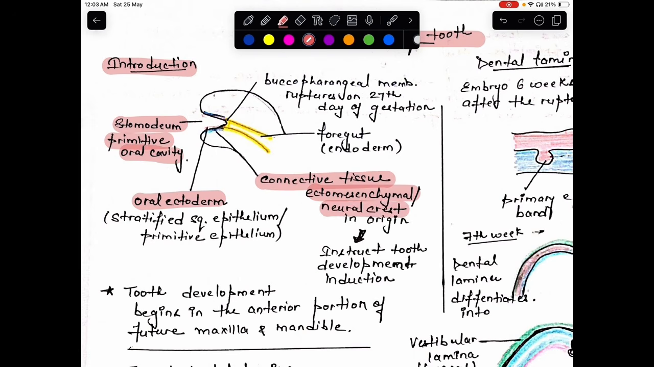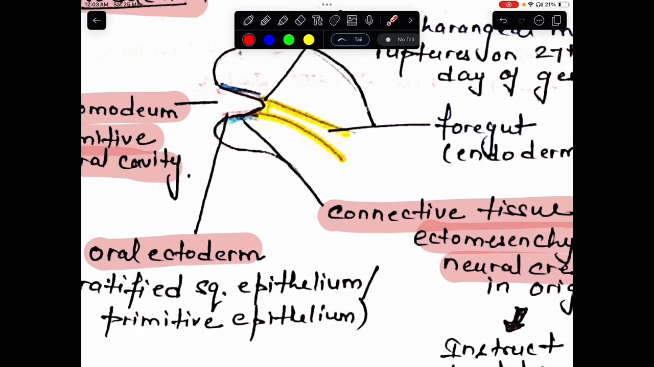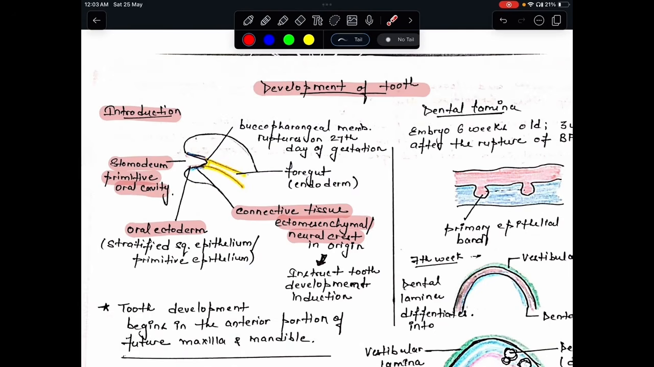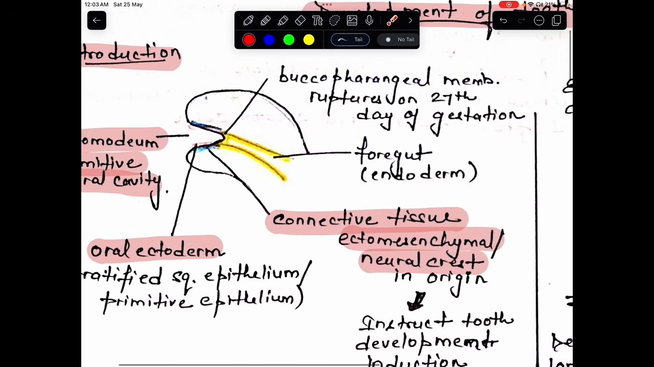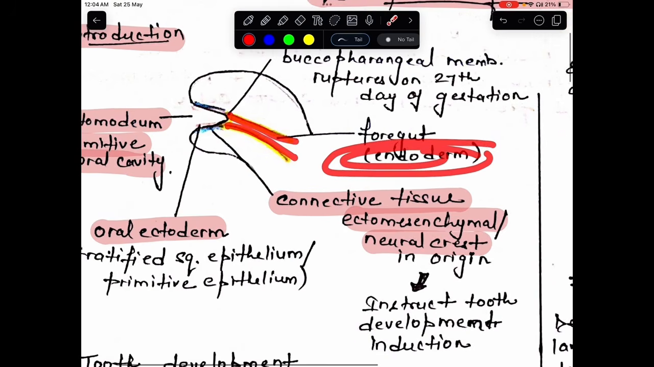Okay, neural crest cells are cells which are formed during neurulation. We'll study that in embryology. So these cells, this blue thing, this is the neural crest cells. Derived from the neural crest cell, it's called ectomesenchymal tissue. Okay, then going over here, this is the buccopharyngeal membrane. It connects the oral cavity and the foregut, and it ruptures on the 27th day of gestation. Then the connection between the oral cavity and the foregut is established. The foregut is lined by endoderm. So this yellow thing, it is the endoderm which lines the foregut.